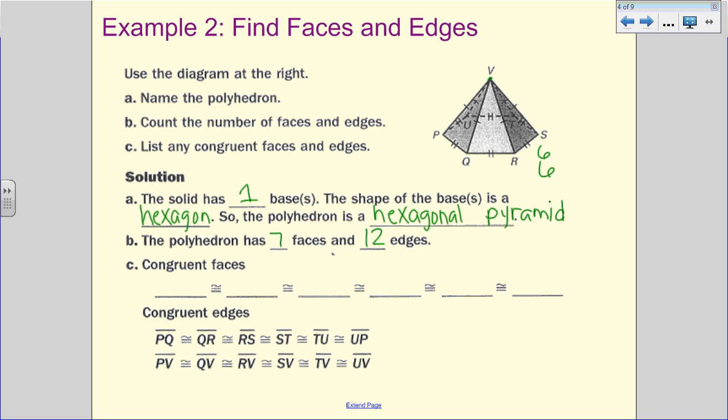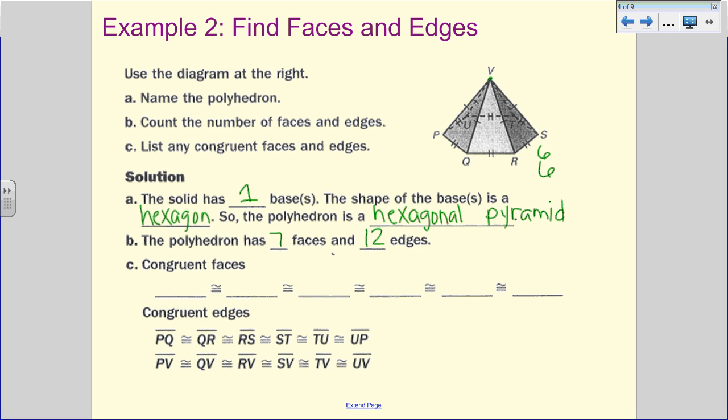So if we think of this as the 2-dimensional figure that we studied in chapter 6 and in chapter 8, creates an edge. And then from each of those vertices, there's going to be another edge. So we have a total of 12 edges. We want to talk about the congruent faces.